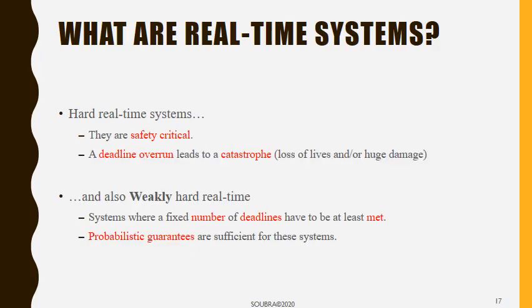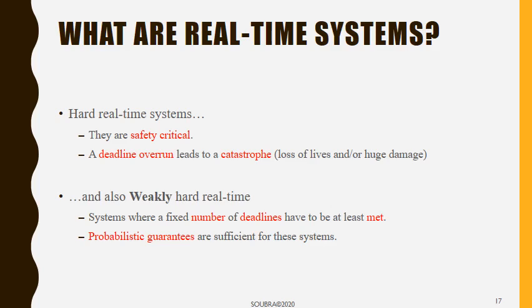This brings us to the hard real-time systems and the weakly hard real-time systems. And as a comparison, both systems are considered to be safety critical. So basically, here you cannot afford to miss deadlines, because a deadline overrun might and will lead to a catastrophe. And by catastrophe, I mean loss of human lives or huge damage.